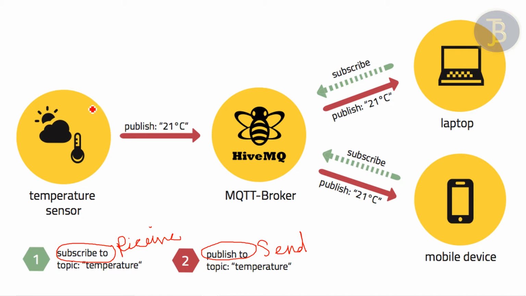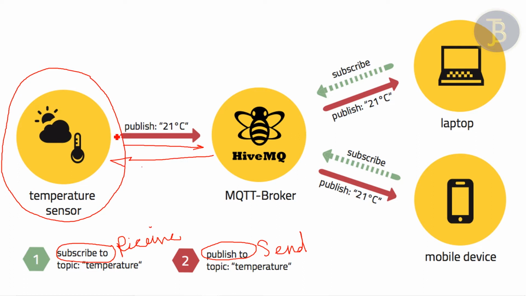Suppose we have a temperature sensor equipped with NodeMCU. It will publish, or send, its sensor value to the MQTT broker, or better to say the server. Here it will work as Adafruit IO. And if we want to listen to something from this server, then we need to subscribe.